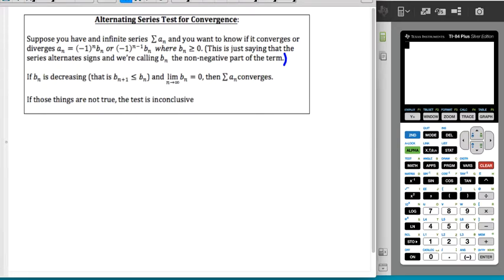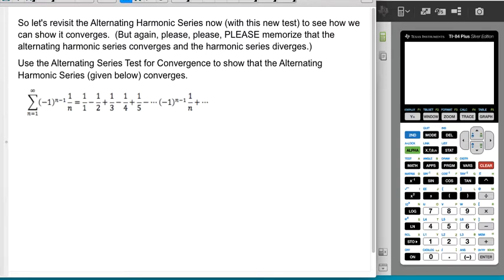Okay, so let's revisit the alternating harmonic series. So we know it converges. I told you to memorize it converges. Please, please, please memorize that it converges. But let's go ahead and walk through the alternating series test for convergence. So this is the piece that says alternating, right? And 1 over n is the piece that is the positive part.